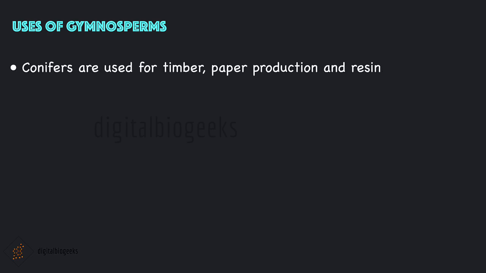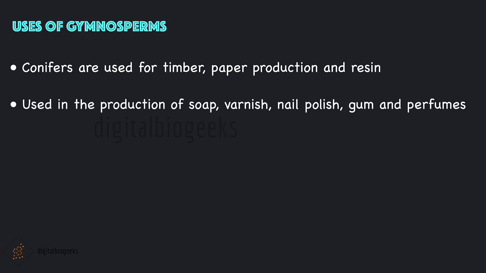Now moving on to the uses of gymnosperms. Gymnosperms have major economic uses. Pine, fir, spruce and cedar are all examples of conifers that are used for timber, paper production and resin. Some other common uses for gymnosperms are in the production of soap, varnish, nail polish, gum and perfumes.